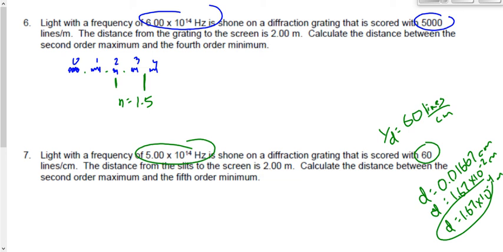And then what? Second order maximum, fifth order minimum. Second order maximum, 1, 2, 3, 4, fifth order minimum. That's going to be n equal to what? 4.5 minus 2 is 2.5. Once you've got that, it's the same as the last question and the question before. We're good with that?